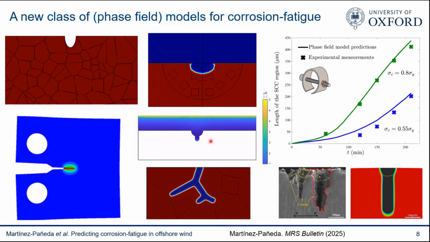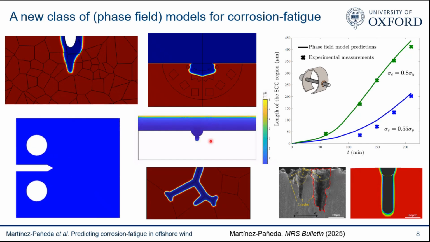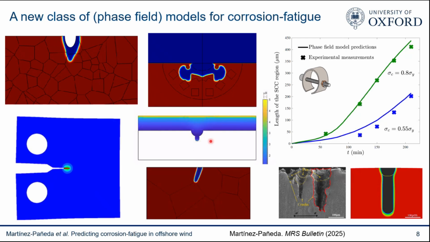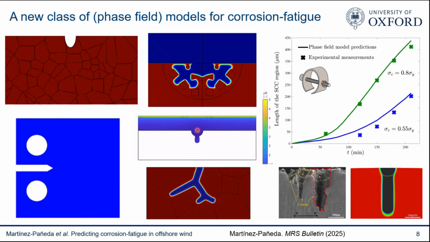In this way, you can predict corrosion fatigue from mesoscale first principles, so to say, without any strong assumptions or empirical or fitting parameters. You can see some examples in the slide where the corrosion front and fatigue cracks evolve, while the mechanics and the electrochemistry are being accounted for.